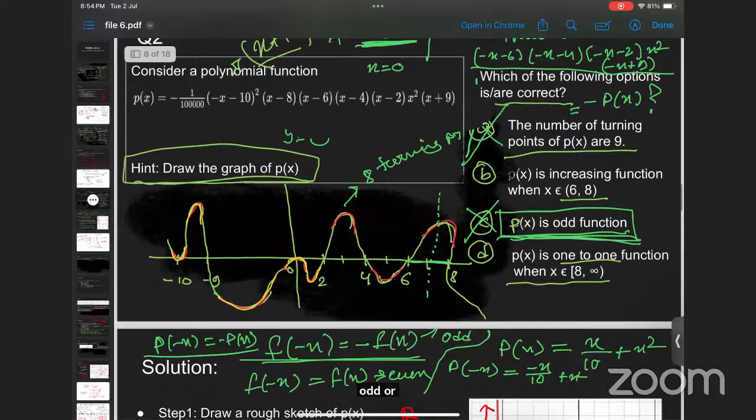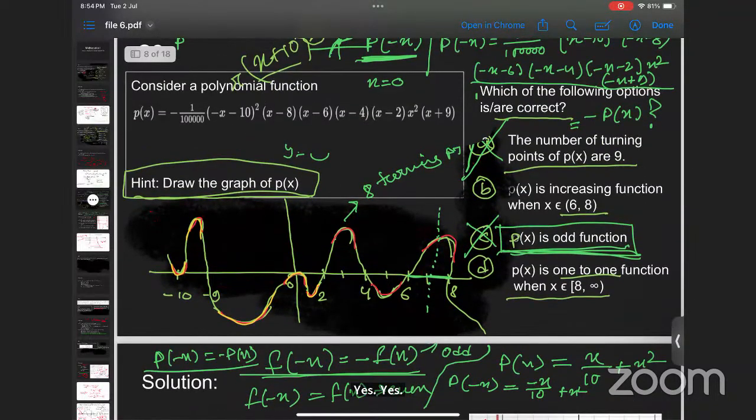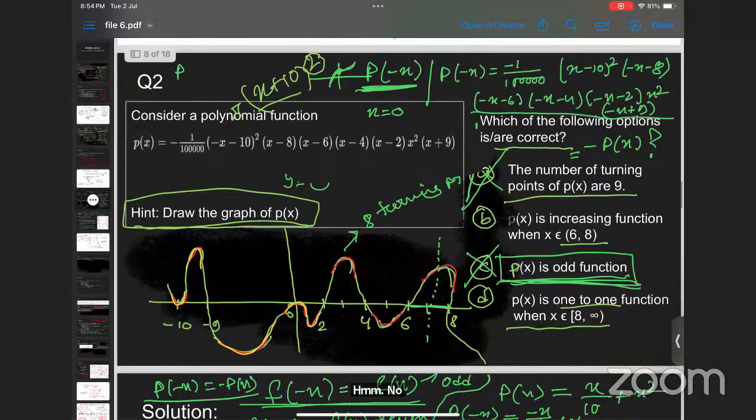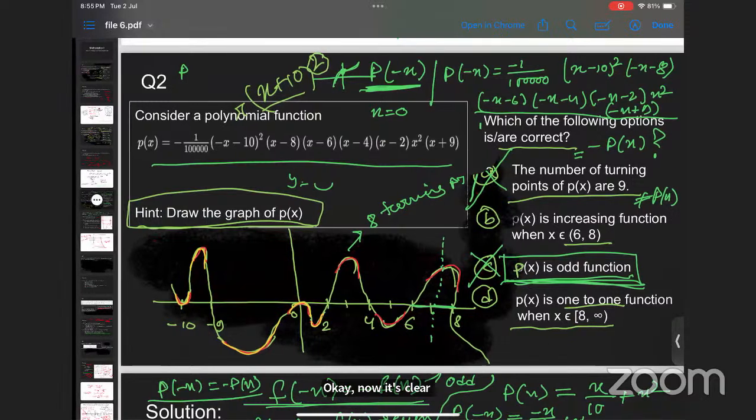If the function is not odd, then is it even? No, it may be neither odd nor even. That function px, this polynomial, is neither odd nor even. Okay, now it's clear. It is not equal to px, because it is not satisfying the condition to be an odd function.